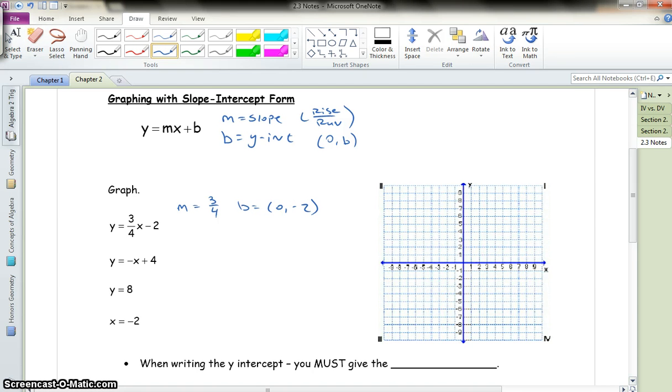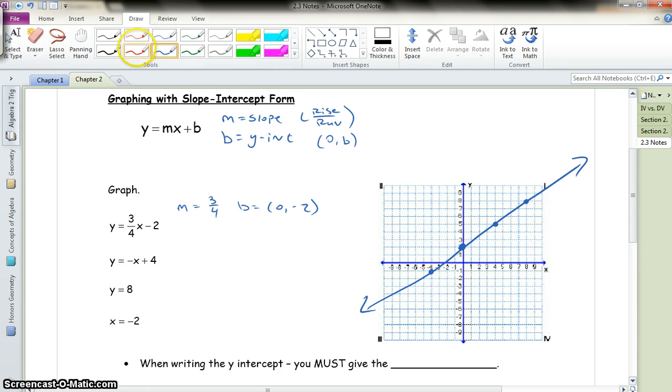So we'll do this one in blue. For the first graph, we're always going to plot our y-intercept first, our up and down axis. And then from there, we're going to go up 3 over 4. Remember, we could also go down 3 to the left 4. And then that's our line there.